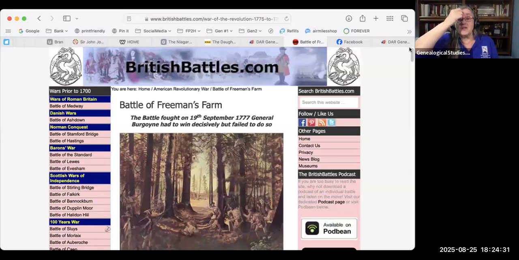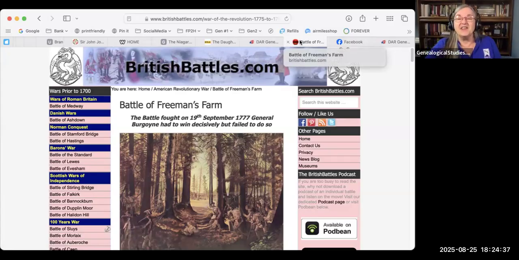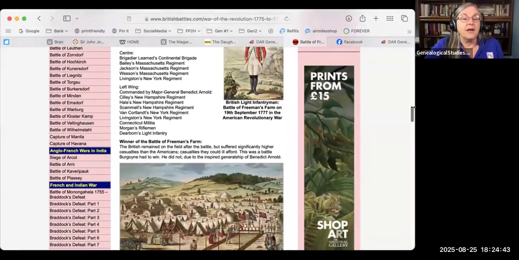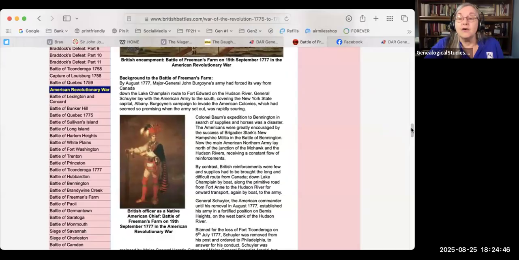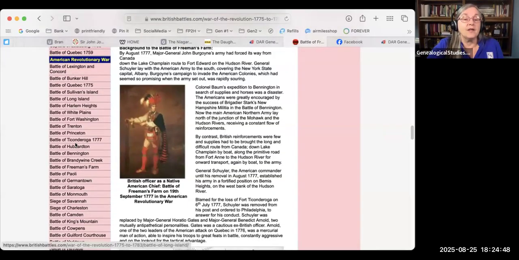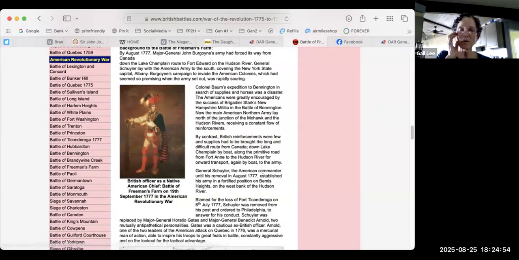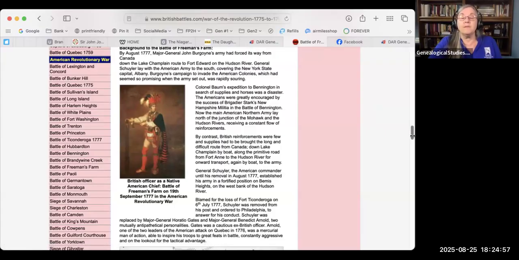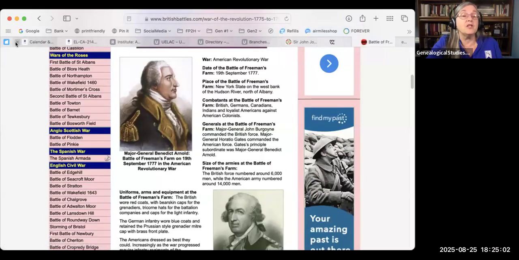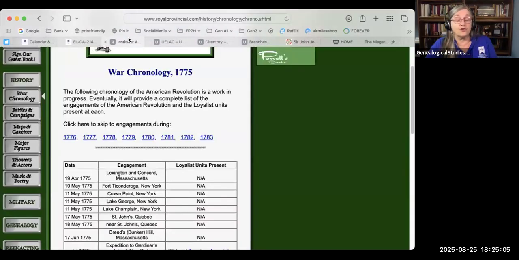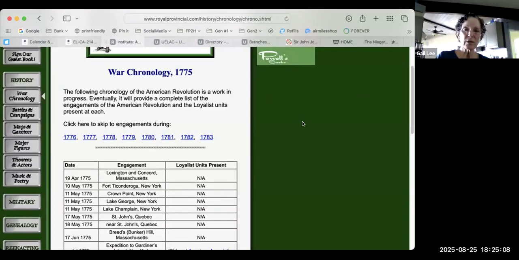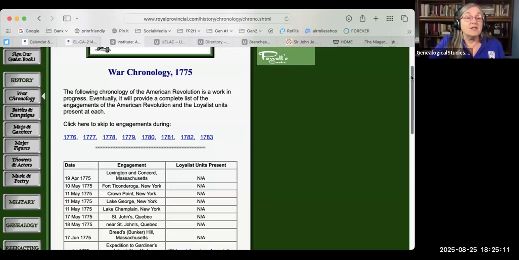So that's one of the resources I had to share tonight, and we just got it in sooner than later. But BritishBattles.com, and then go down to the American Revolutionary War, and you can click on each one of these. Here's Freeman's Farm right here. Yeah, thank you very much. Okay, and then you can get more information. It won't have your ancestor's name, but it will give you information about perhaps where to look for their service. Wonderful, thank you. Okay, so, back to this one.